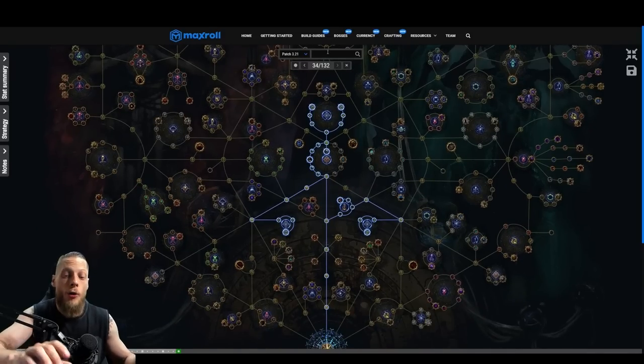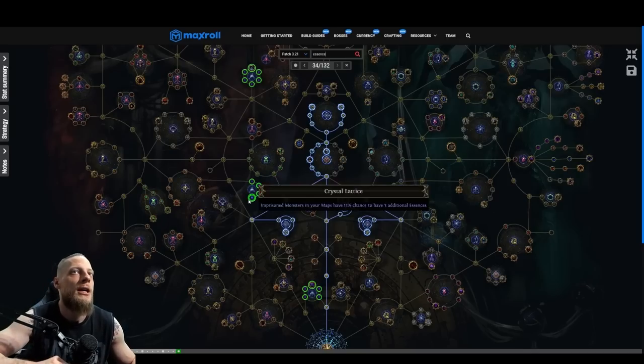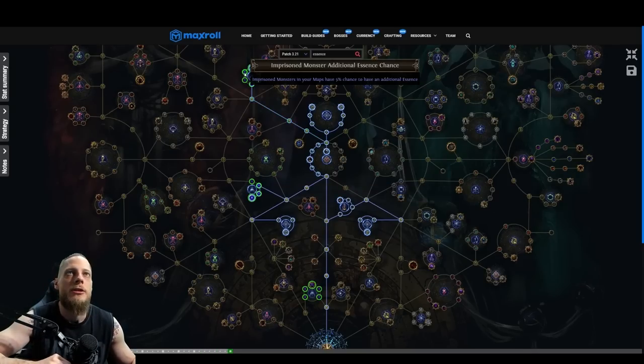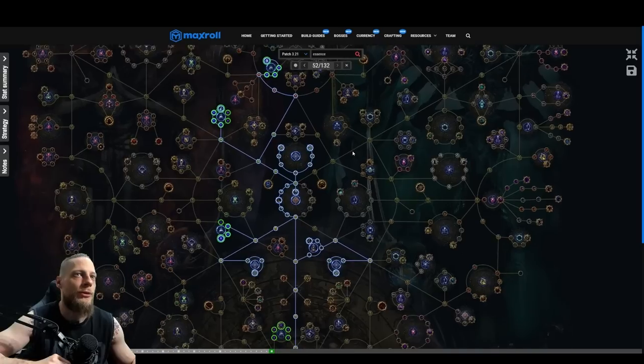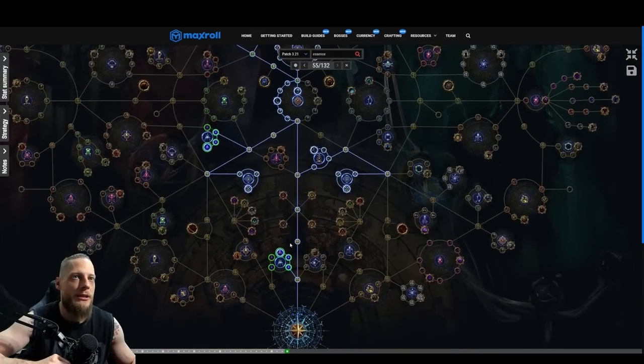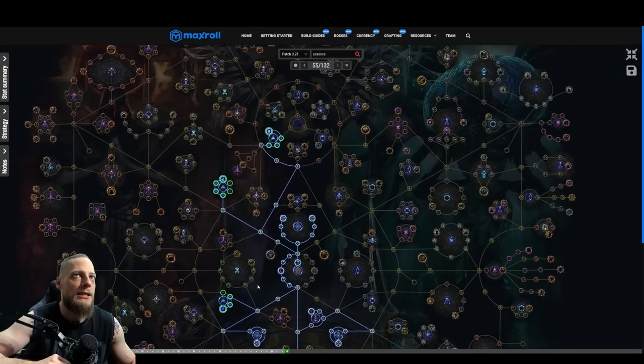And in my opinion, early on, something like essence is pretty good. So we're going to pick up all the essence nodes over here. Here we have additional essences, and here is a remnant. So I'm going to go for the additional essences. Then we can go over here and take here. So we basically have now and on the bottom side here. So now we have basically all of our essence nodes allocated.